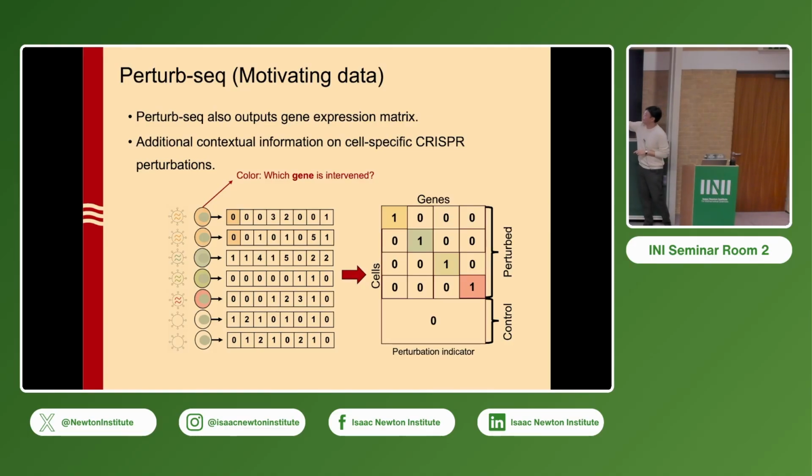Then for each cell, you will be able to know which gene was intervened. If you condense this information into a binary indicator matrix, then in each row, the entry filled with 1 denotes that this particular gene was intervened for the cell that corresponds to that row. Then there is a group of cells where intervention has happened, and there also is a group of cells where no intervention happened.